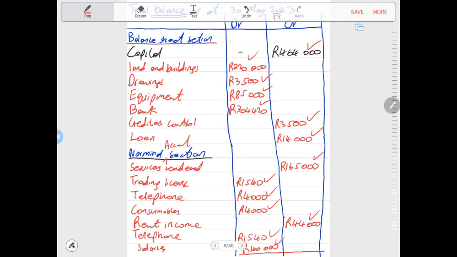Be able to draw the ledger accounts, divide it into the balance sheet section and the nominal account section. Then know that in here we have your capital, your assets, your drawings, and your loan or your liabilities. That's what gets to be recorded in here. In here, you only have your incomes and your expenses. Then record in the correct column, as I have emphasized, if the total is on the debit side, then you transfer it here to the debit side. You just write the name of the account, services rendered, trading, telephone, consumables, the name of the ledger account. Then after, you write the amount in the correct column.